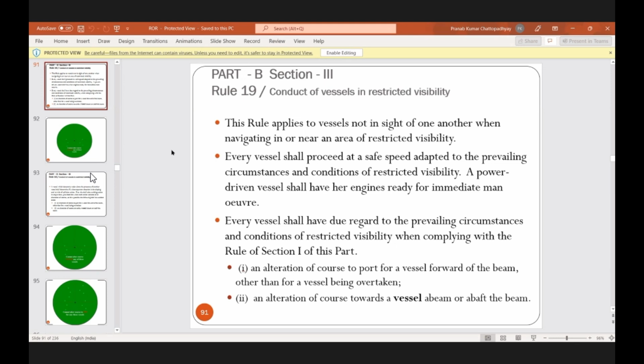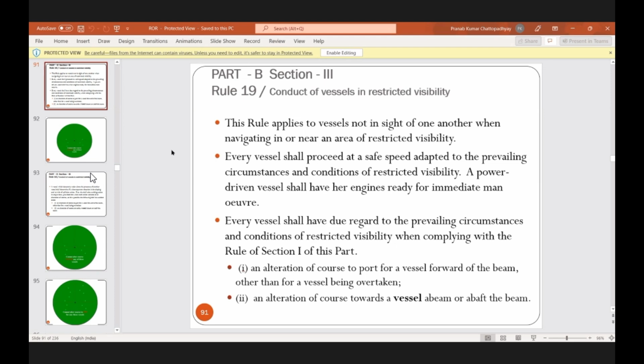Okay, in clear visibility, can you alter course to port for a vessel forward of the beam, other than for a vessel being overtaken? Sir, if the vessel is on the port side, we cannot. In clear visibility or in restricted visibility? In clear visibility, sir, if a head-on situation is there, then we can. No, not head-on. Don't jump onto head-on. Forward of the beam.